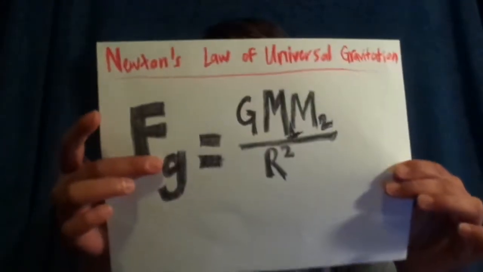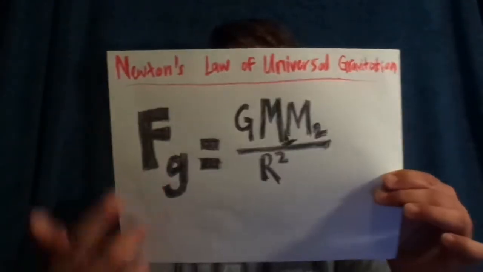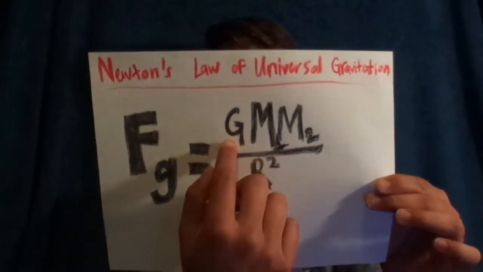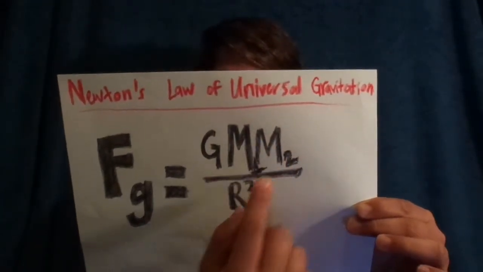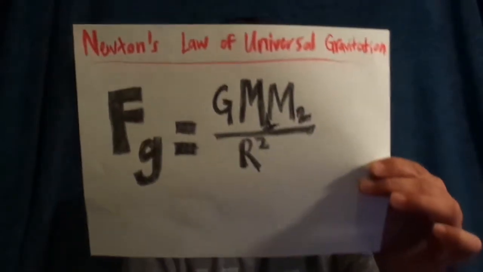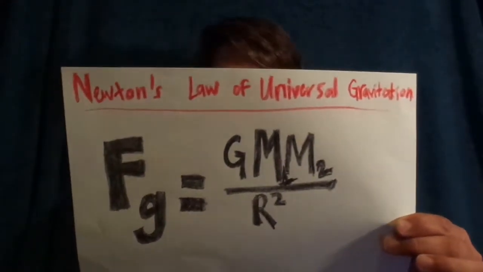It states that the force of gravity between two objects is equal to the universal constant times the mass of the first object times the mass of the second object divided by the distance between the center of those two objects squared.